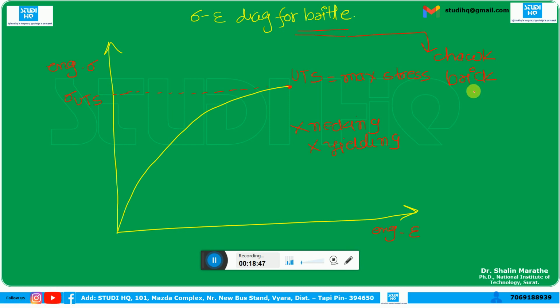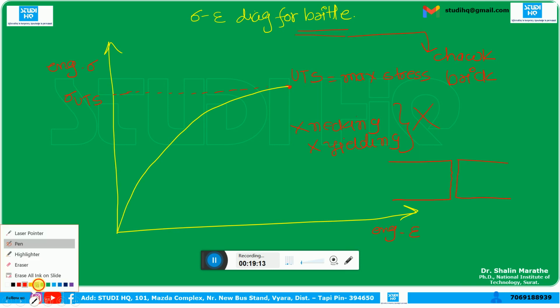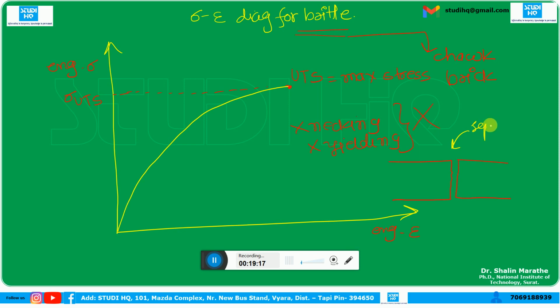So if any metal has this brittle property, it will fail like this. Okay, so in this case we will not have any necking, we will not have any yielding. Okay, and the specimen will fail like this. It will fail like this, simply separation.